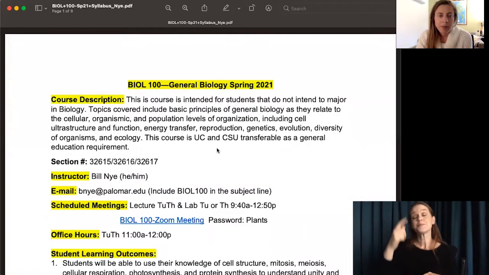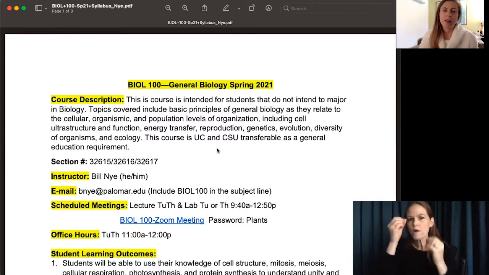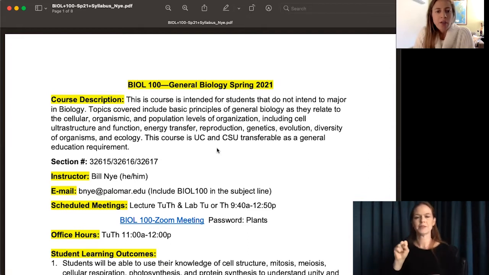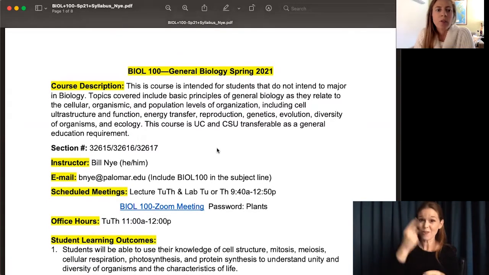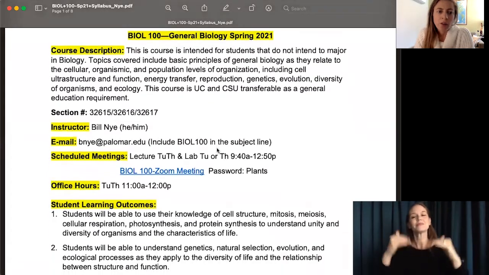So let's get started. I'm going to do some screen sharing here, so bear with me for just a second. I actually went ahead and highlighted some of the important information on this syllabus already. So this is the kind of thing that you'll want to be looking for. At the top, of course, you see the name of the course, and you want to make sure that you have enrolled in the correct course. There's a course description, and that's helpful because that tells you what you can expect to learn in the course.